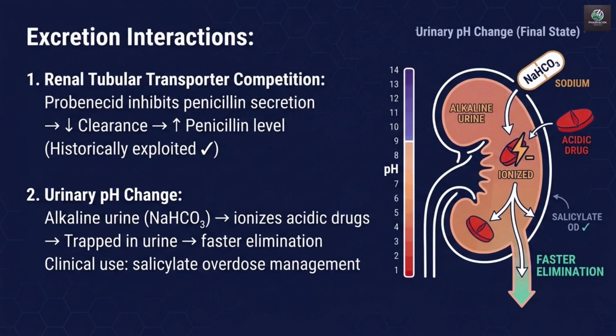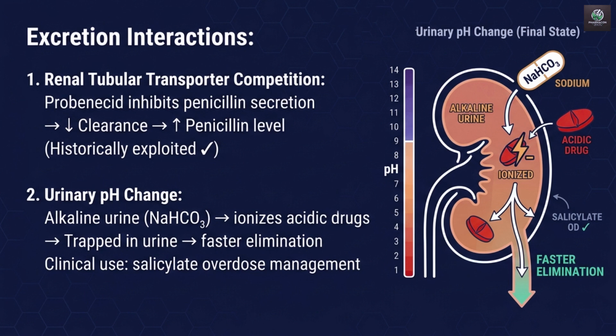Excretion interactions occur primarily at the kidney. Two main mechanisms are involved. First, competition for renal tubular transporters. Probenecid inhibits the organic anion transporters in the renal tubule that secrete penicillin into urine. This reduces penicillin clearance, prolonging its plasma half-life and increasing its antibacterial effect, a deliberately exploited interaction used historically to conserve penicillin. Second, urinary pH changes.